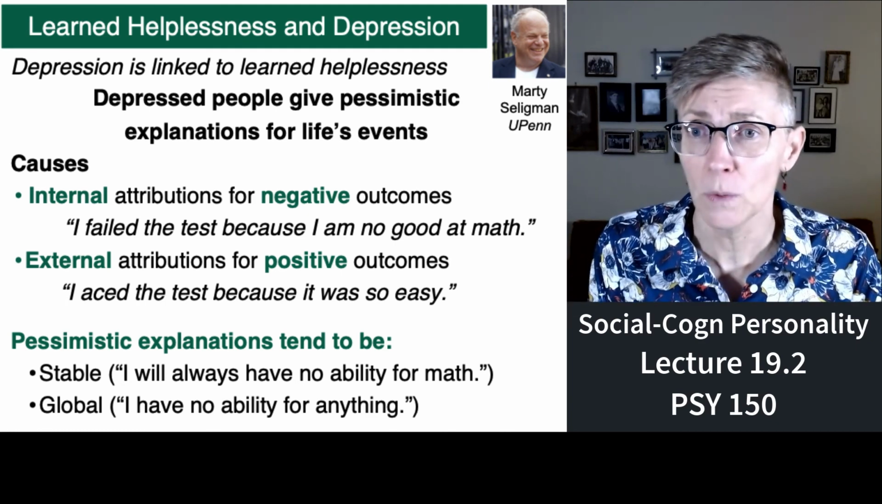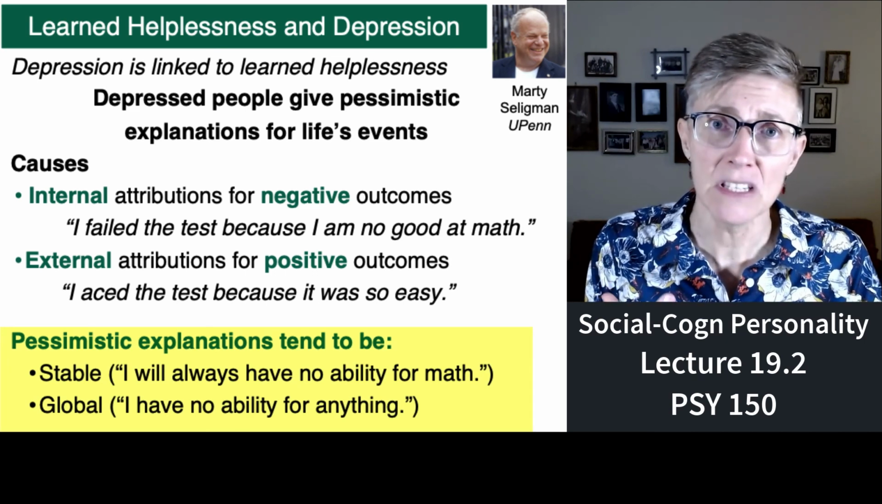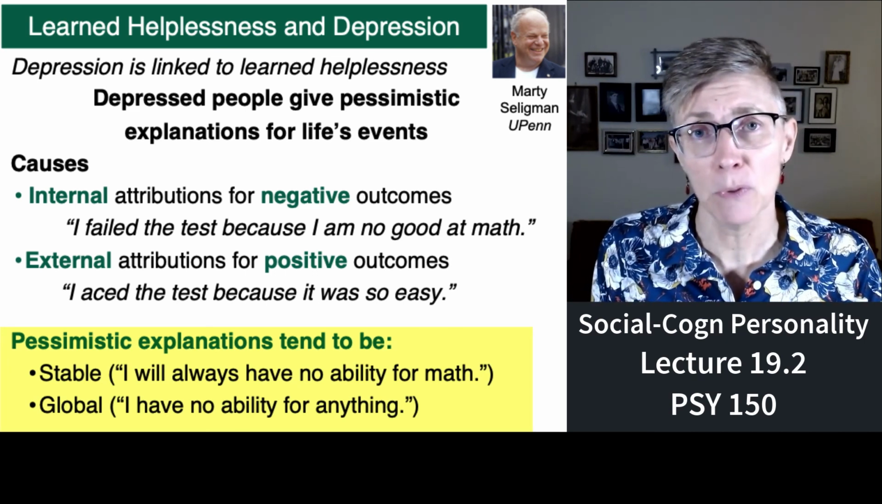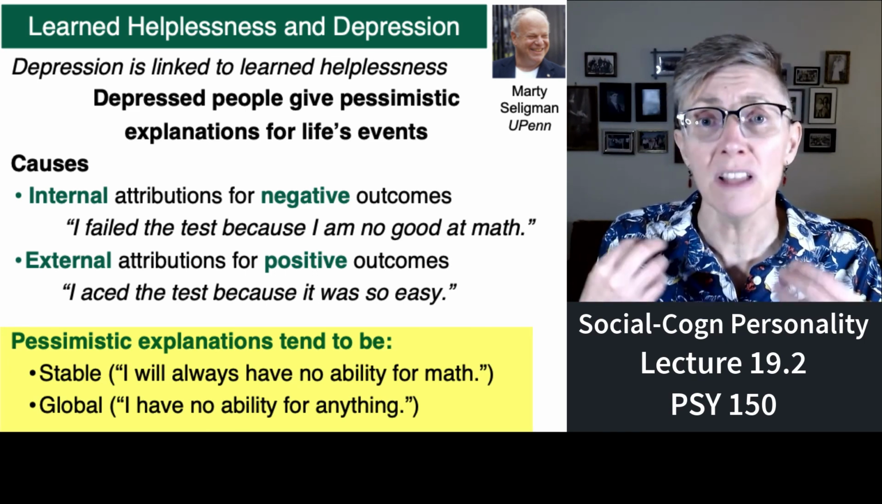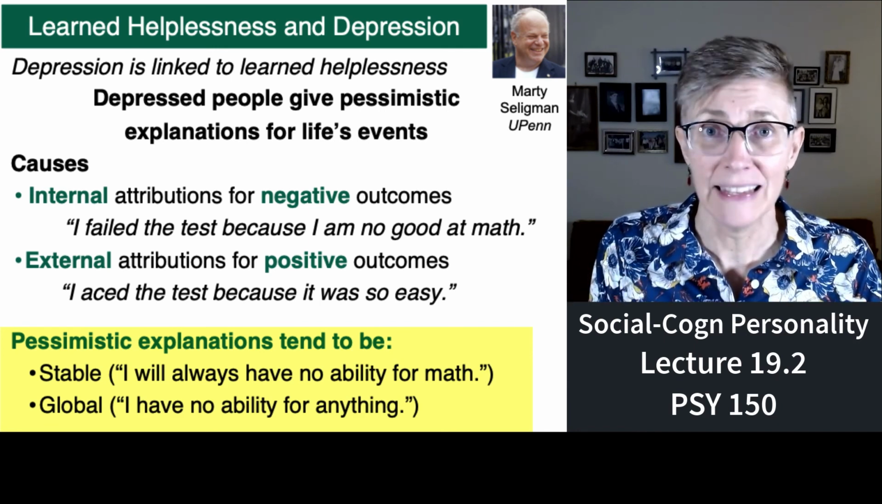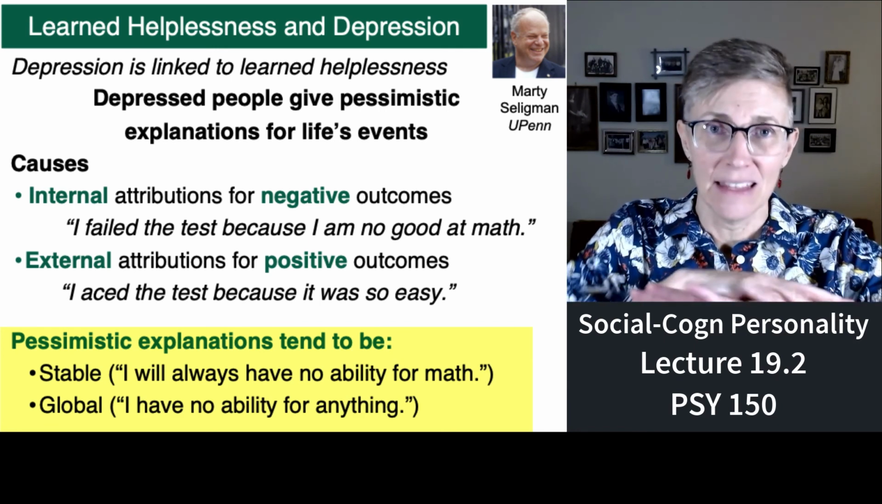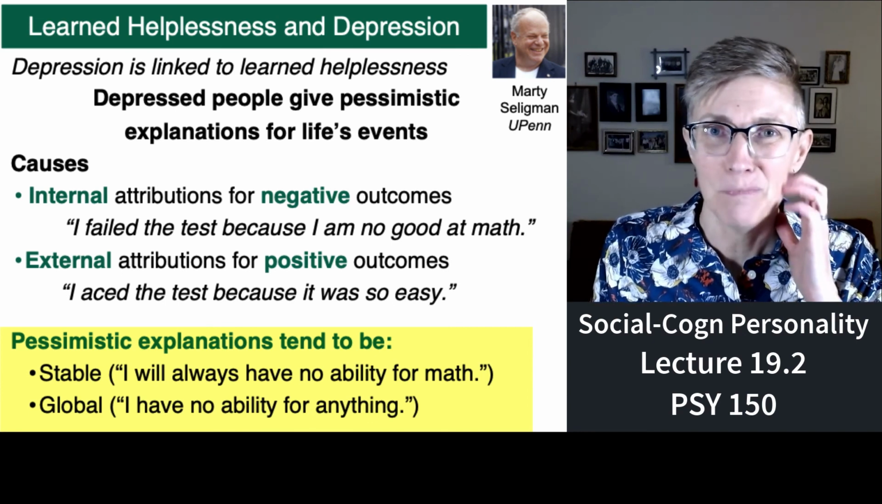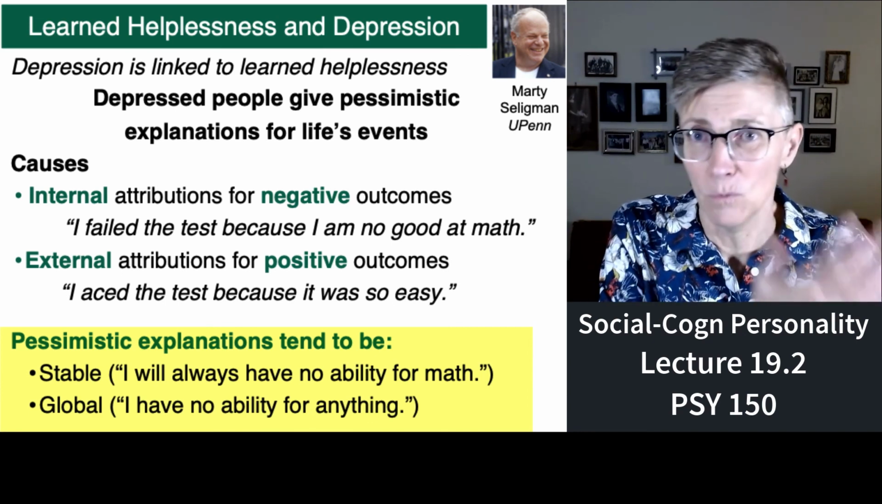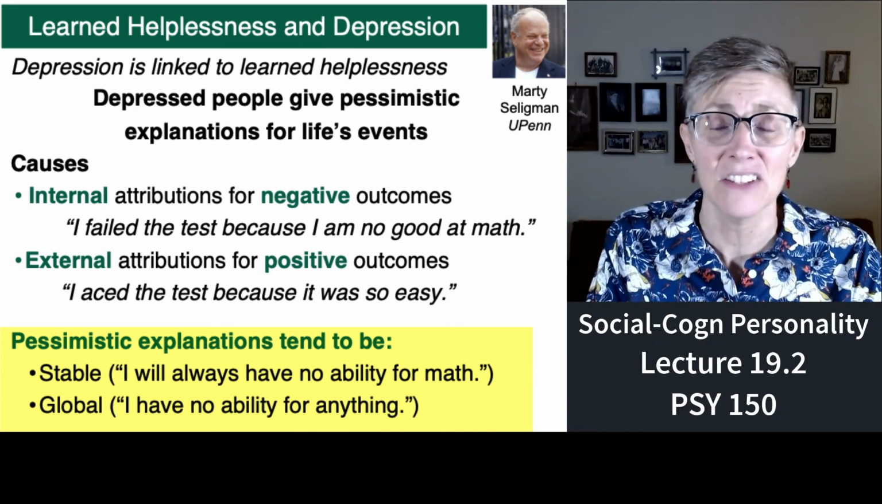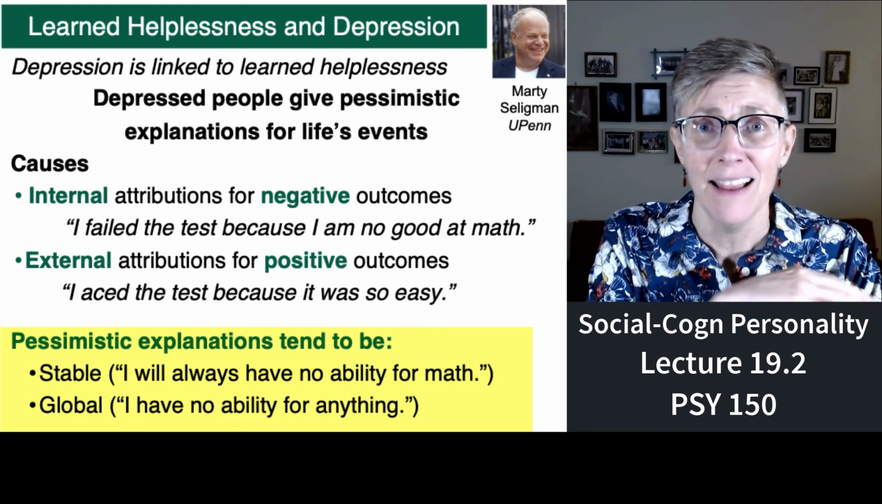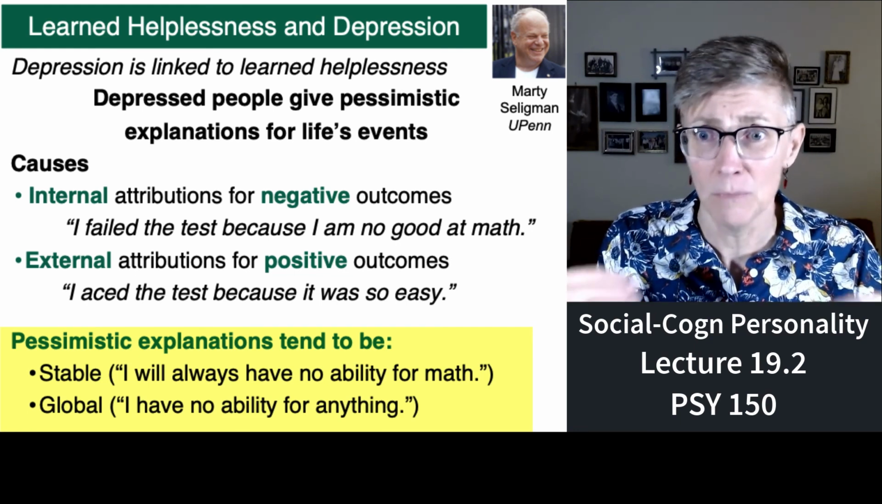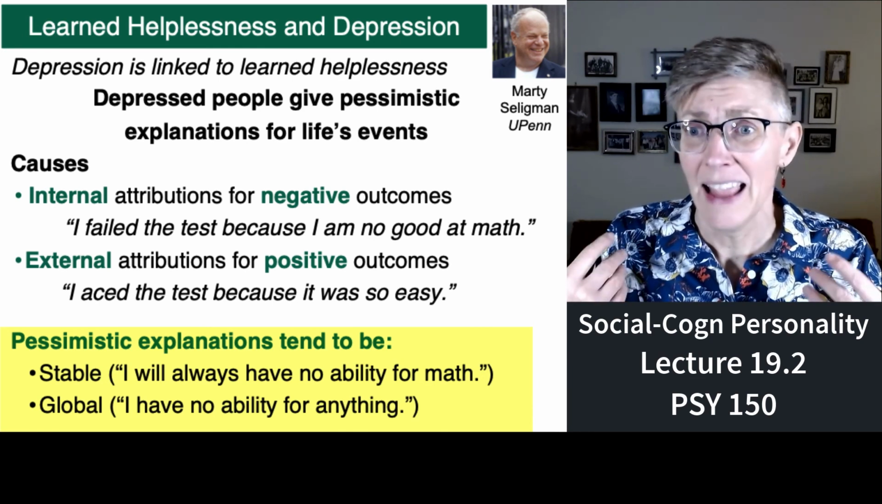And these pessimistic explanations that depressed people use, they tend to be global and stable. By global, it's I'm bad at math in general, not that I'm just bad at math today or bad in a particular kind of class, a particular kind of math. I have no ability in math whatsoever. So global and stable.